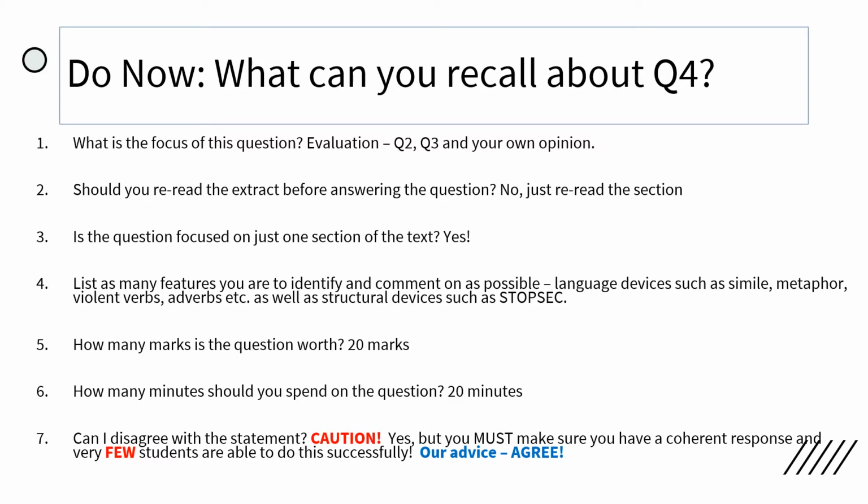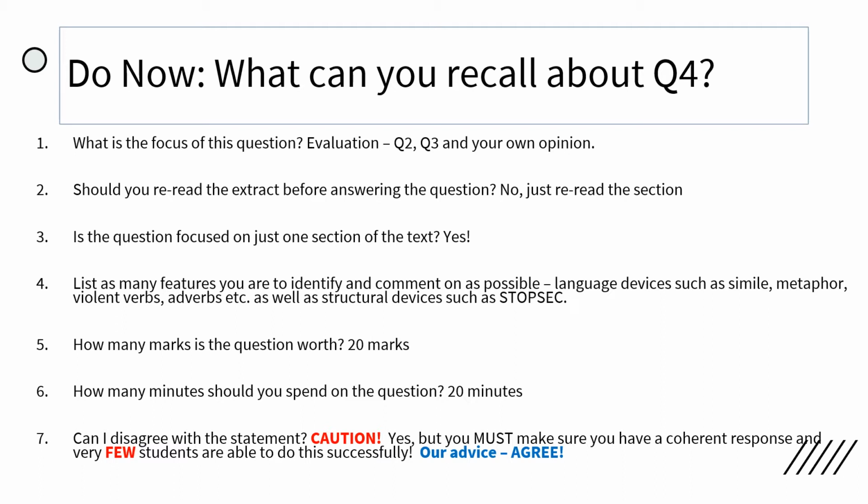Here are the responses that you should have had for the Do It Now activity. What can you recall about question 4? So number 1, what is the focus of the question? It is evaluation. You're going to be using parts of Q2 and Q3, language and structure, as well as your own opinion to form a response to a statement.